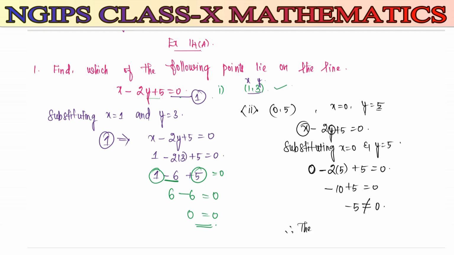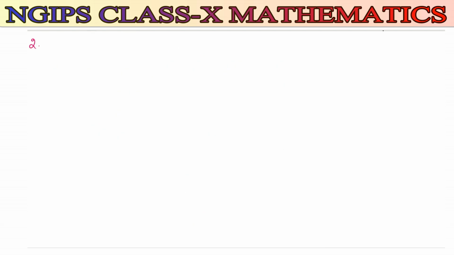Therefore, the point 0, 5 does not lie on the line x minus 2y plus 5 is equal to 0. Next we'll move to the second one. Second, we need to say true or false. State true or false.